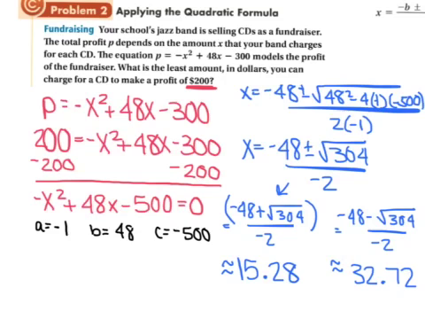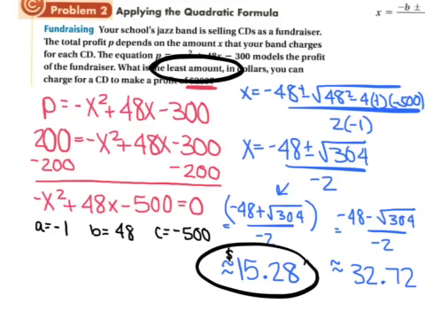Okay, is anyone having a problem getting these answers in your calculator? Please raise your hand. Let me help you. Okay, which one of these is our answer? It's not both of them. It's the least one. The problem says, what is the least amount? So our least amount is $15.28. So once you find that answer, you just put it into the calculator and then find the two answers.